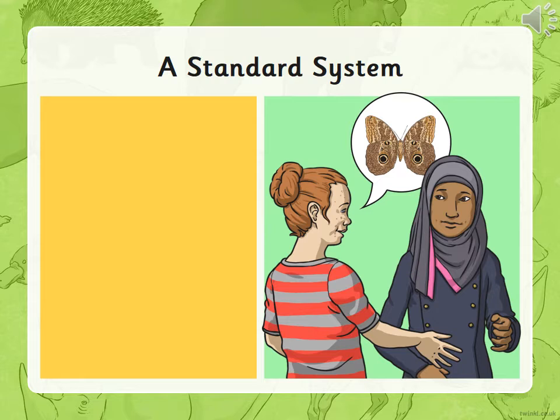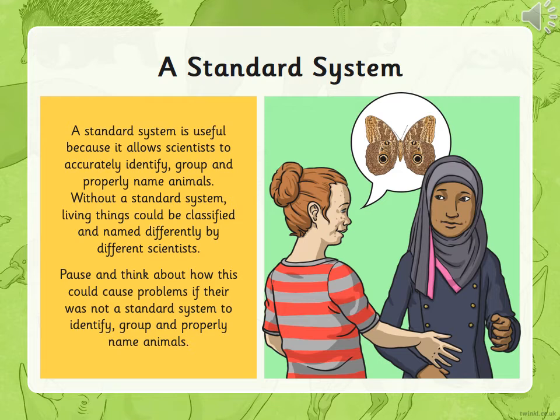I want you to think about why this would be so important. Pause the video now and make some notes in your home learning book. A standard system is useful because it allows scientists to accurately identify, group, and properly name animals. Without a standard system, living things could be classified and named differently by different scientists.